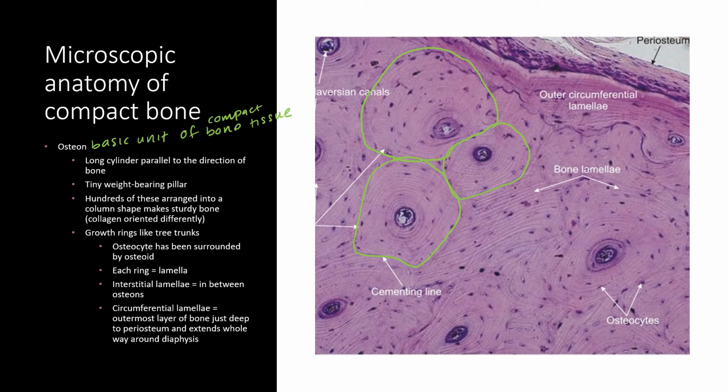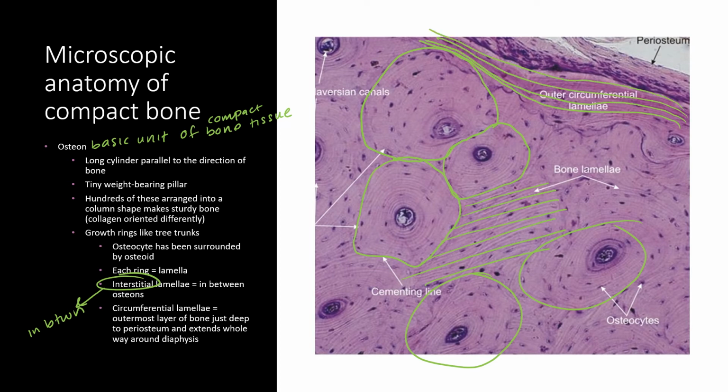In between these circles, these osteons, so here's another one, you'll see these straight stripy areas. Those are called interstitial lamella. Interstitial refers to in between. Circumferential lamella is on the outside of the bone. So the outermost layer of compact bone, you have a stripy sort of layer of osteon tissue that encircles the whole bone. Think of it like a girdle holding together all of those sticks that make up the length of the bone.